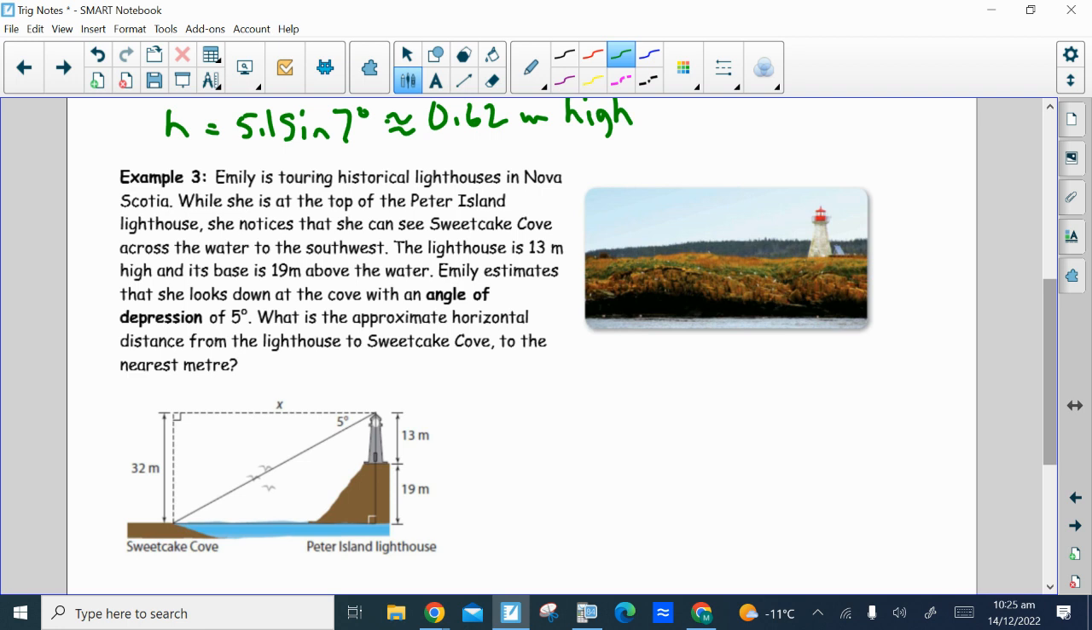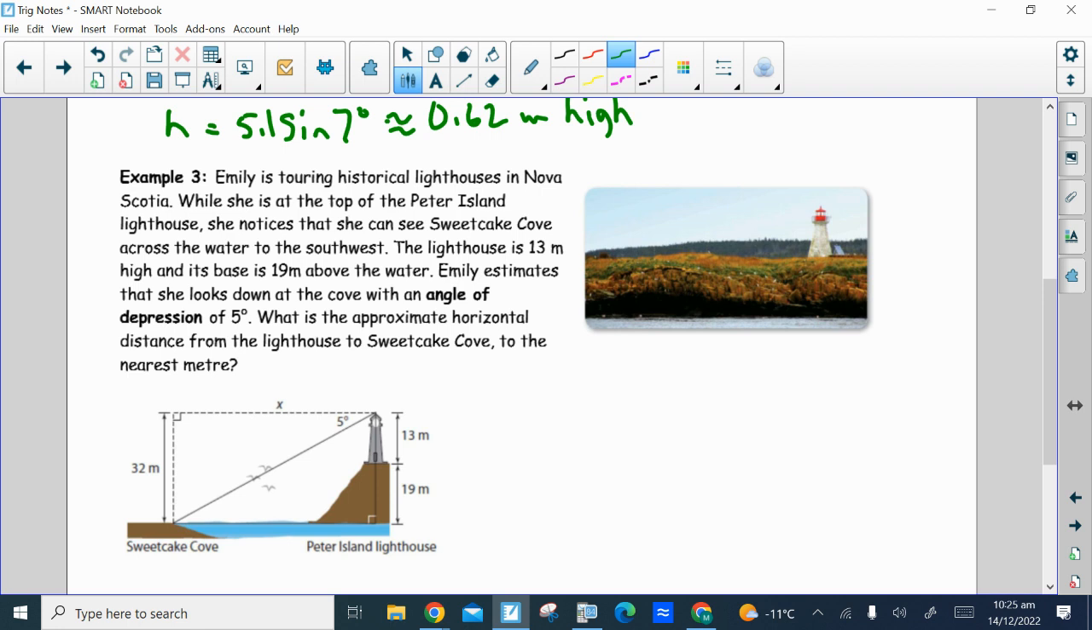The lighthouse itself sits on top of a cliff. The cliff is 19 meters high. The lighthouse itself is 13 meters. Emily estimates that she looks down at the cove with an angle of depression of 5 degrees. So you can see that's labeled up at the top there. Angle of depression is measured downwards from the horizontal.